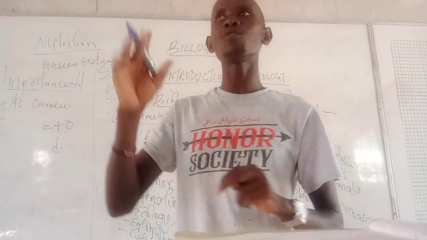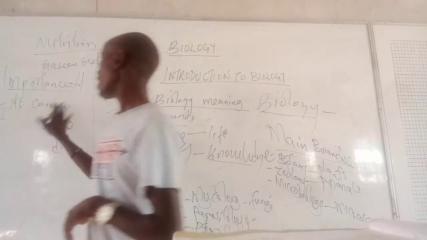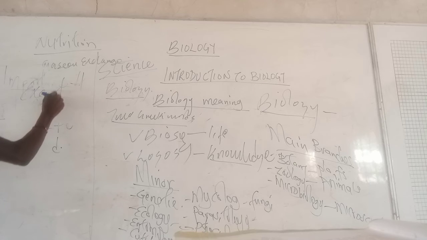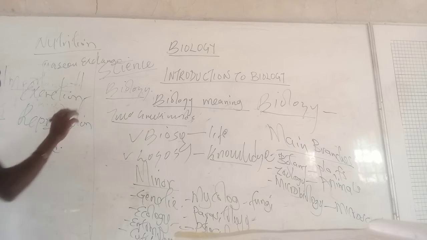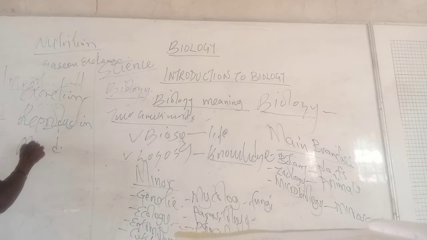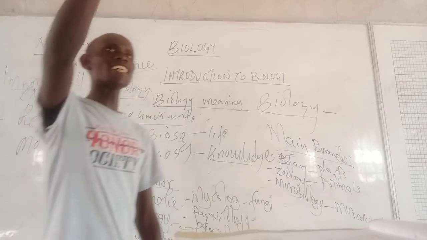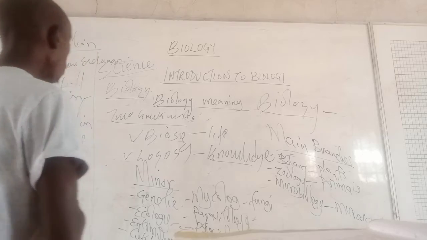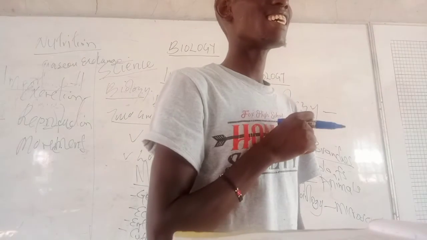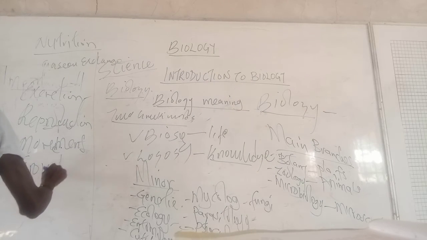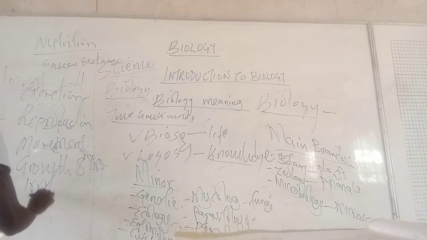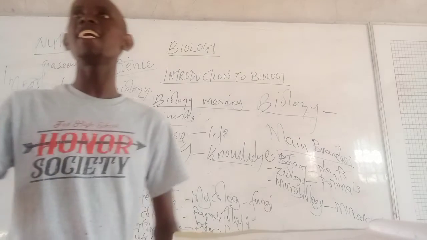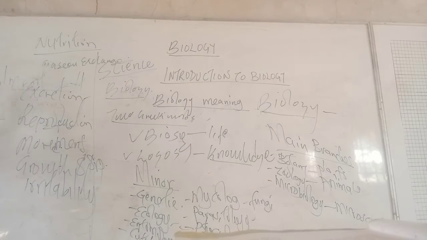I've given you two characteristics. Can you now give me the remaining ones? Yes? We have excretion. Any other? Yes? Reproduction. Let us name them. Yes? Movement. Correct? We have movement. Any other? Yes? Yes? No. That is not a characteristic. Yes? Growth and development. Yes? Irritability. Any other? Respiration. Good. Respiration. Is there one that is remaining?